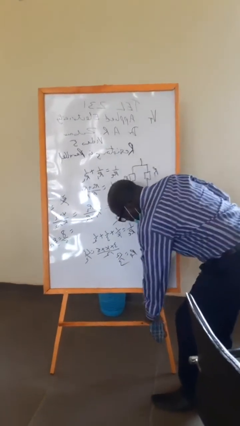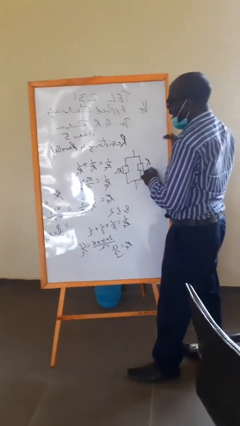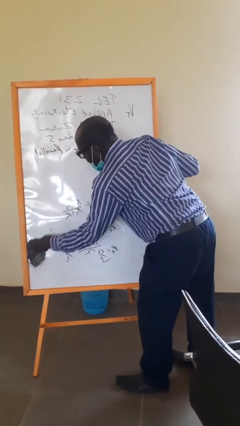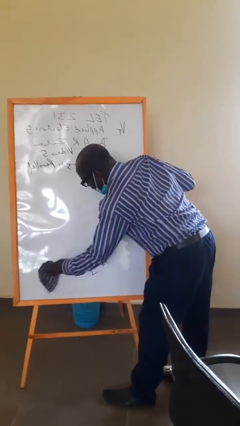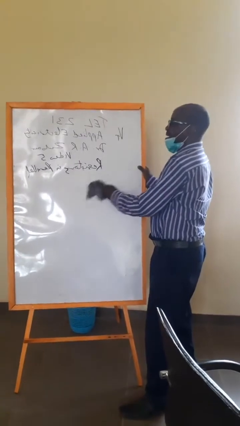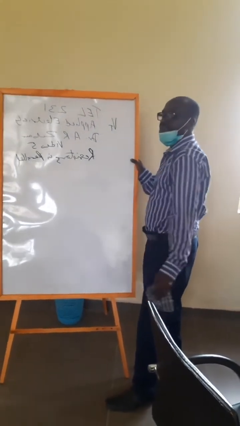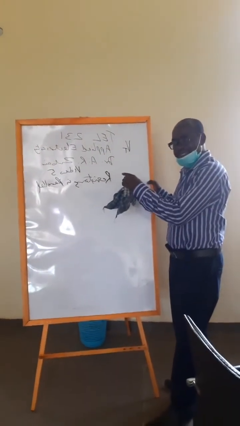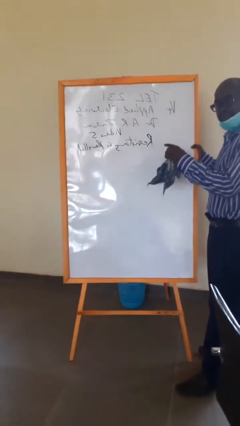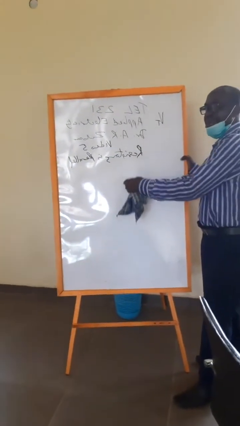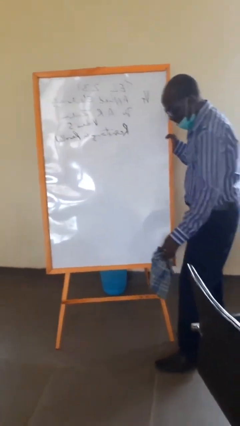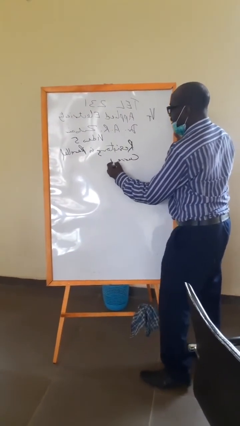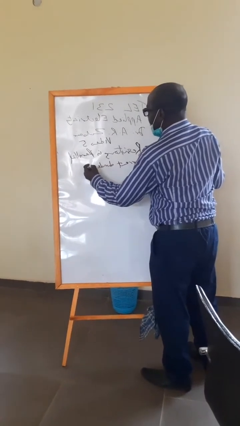Now that takes me to the subject of current divide ratio. Let me now consider current divide ratio. Remember, in one of the previous videos, we talked about voltage divide ratio when they are in series. So when they are in series, we talk of voltage divide ratio. When they are in parallel, we talk of what? Current divide ratio.